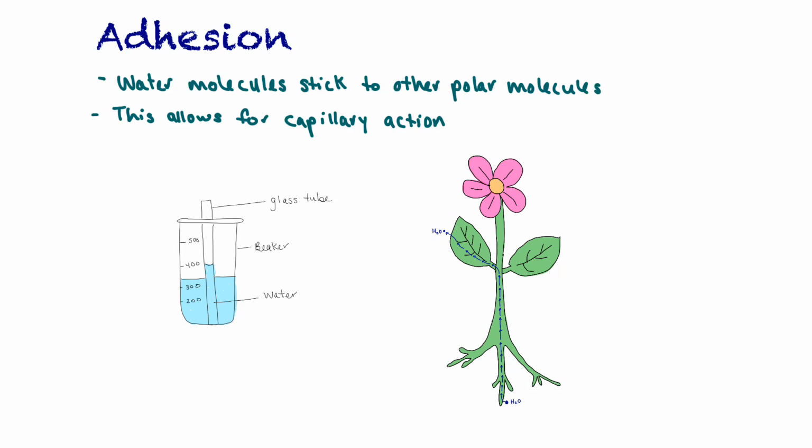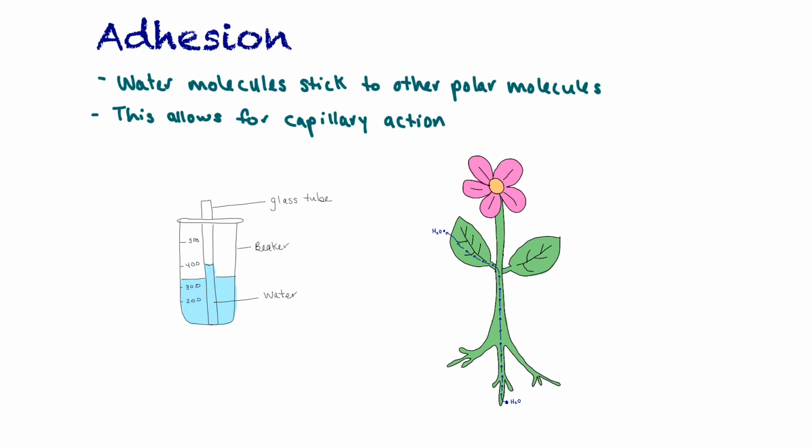Now, adhesion is the property that water molecules can stick to other polar molecules. So this allows for a phenomenon called capillary action. I have here in this diagram a straw, a glass tube inside a beaker of water. And if you've ever noticed this with a regular straw too, the level of the liquid in the straw will be a little bit higher than the surface of the water in the container. This is because of capillary action. The water molecules are being attracted to and pulled up the straw or the glass tube.